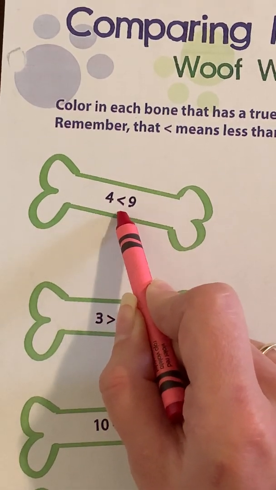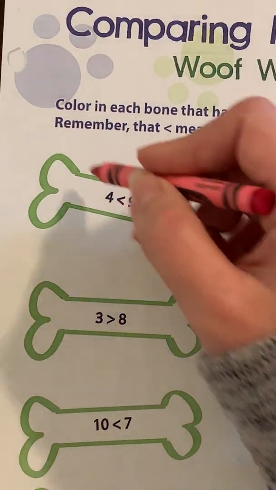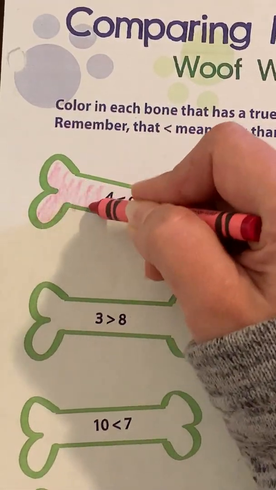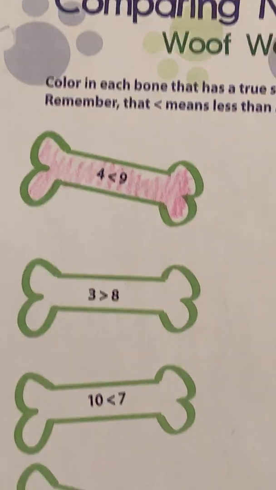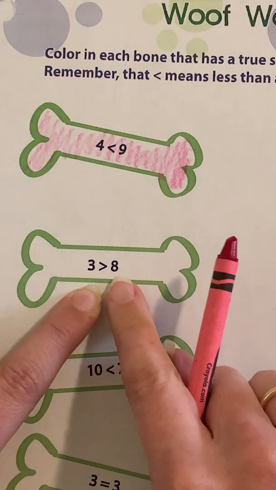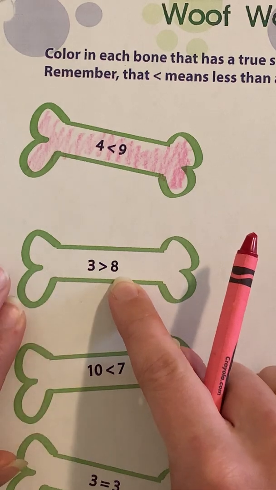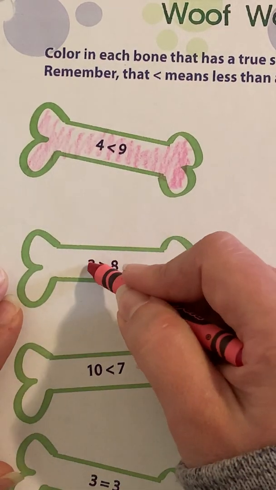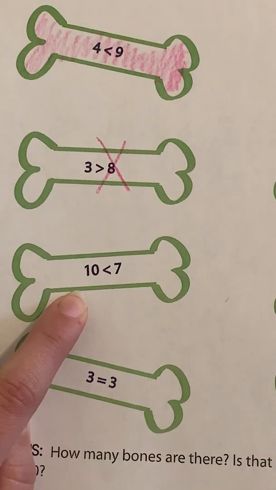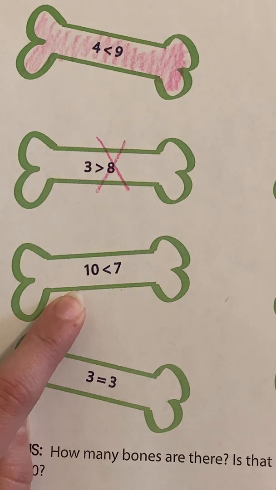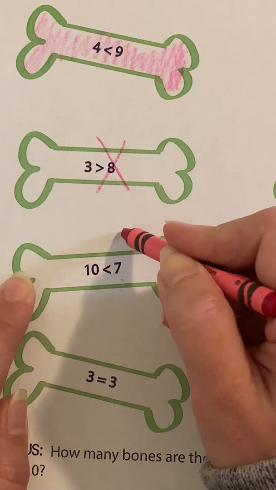Is 4 less than 9? Is Pac-Man eating more? He sure is. Three and 8. Did they use the right symbol? Nope. 3 is definitely not bigger than 8. 10 and 7. Is 7 greater than 10? Nope.